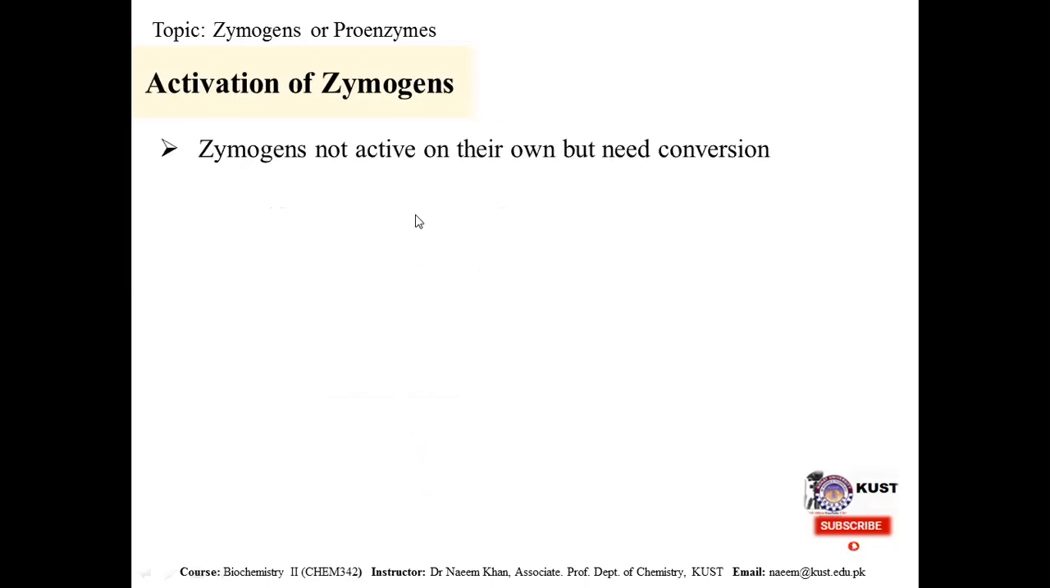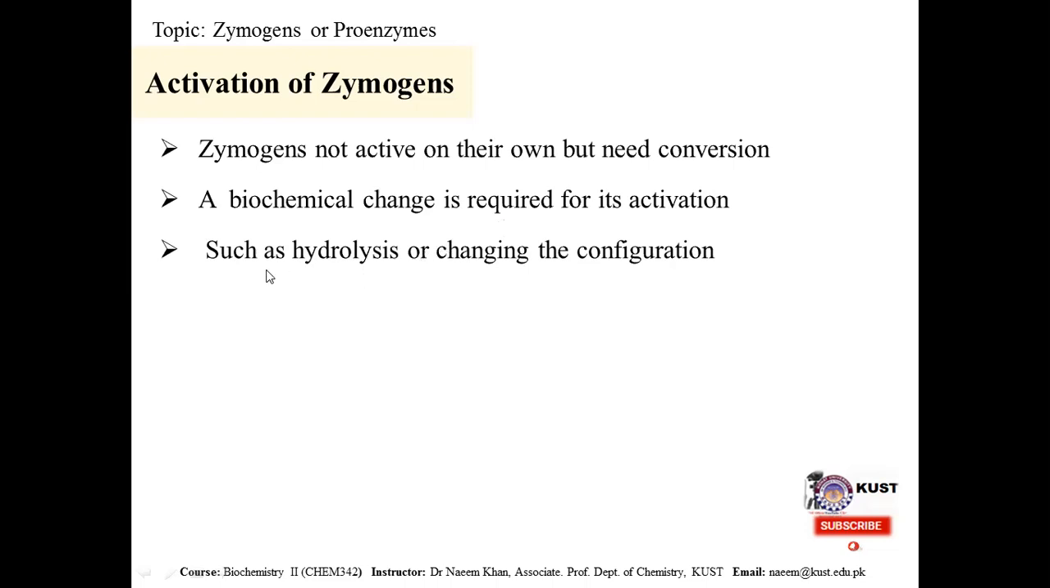Zymogens are not active on their own, but they need conversion. If an enzyme is produced in inactive zymogen form, it will not be activated on its own. It needs a specific conversion. And what is that conversion? Conversion is actually the biochemical change which is required. What sort of biochemical change? That change is hydrolysis or changing the configuration.